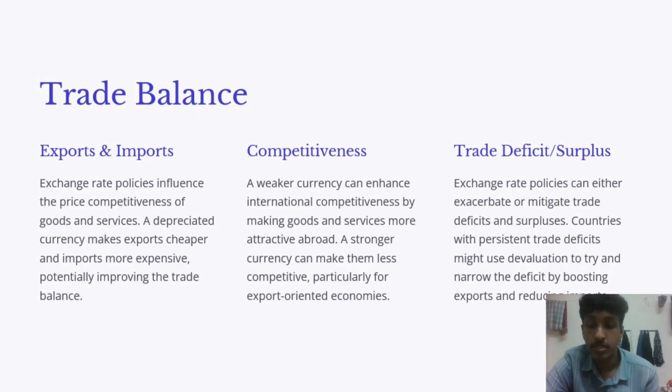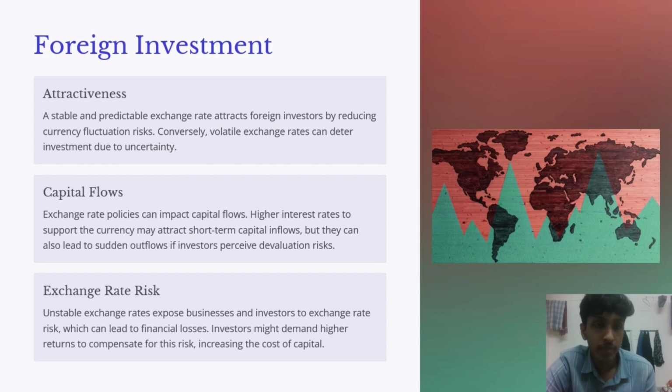Trade deficit and surplus. Exchange rate policy can either exacerbate or mitigate trade deficits and surpluses. Countries with persistent trade deficit might use devaluation to try and narrow the deficit by boosting exports and reducing imports. So a trade deficit is like when you buy more from other countries than you sell. So trade surplus is when you sell more to other country than you buy. So weak currency can help reduce a trade deficit. This is because it makes your exports cheaper and imports more expensive. Next, implications for investment. Attractiveness.